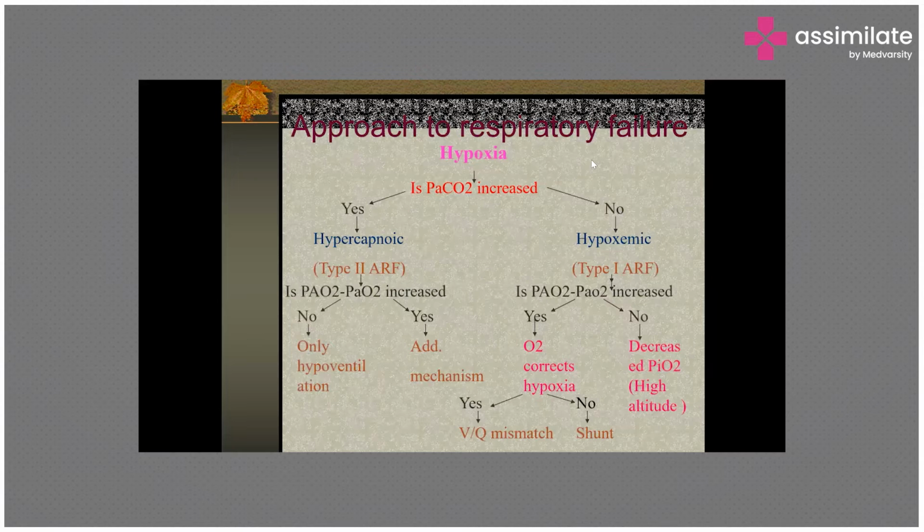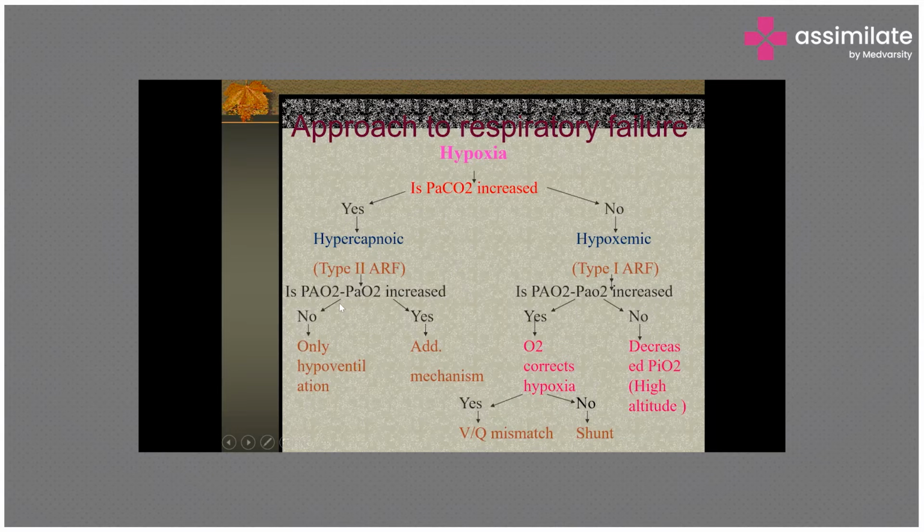So we should be able to follow an approach to respiratory failure. If the patient is hypoxemic, we need to see whether the PCO2 is increased or not. If PCO2 is increased, probably it is type 2 respiratory failure. We call it hypercapnic respiratory failure.